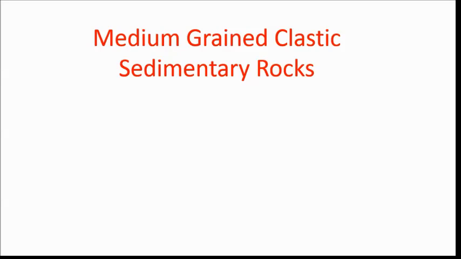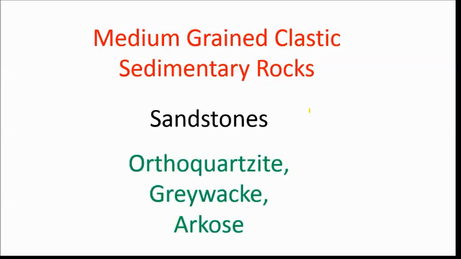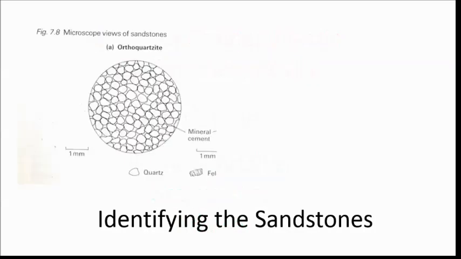Okay, let's have a look at the medium grain clastic sedimentary rocks. The overall name we give to these rocks is sandstones, and the three you need to know are orthoquartzite, greywacke, and arkose. Now remember how we separate those three. First of all, orthoquartzite. Orthoquartzite, as you can see there, is very well sorted.